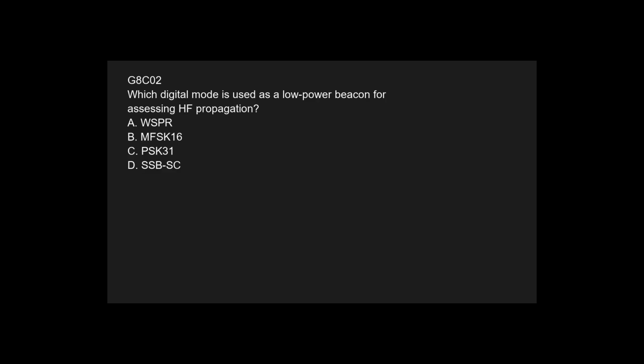Section G8C. Digital emission modes. Question: which digital mode is used as a low-power beacon for assessing HF propagation? The correct answer is A, WSPR. Question: what part of a packet radio frame contains the routing and handling information? The correct answer is C, header.